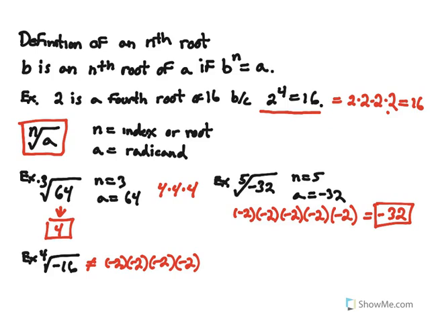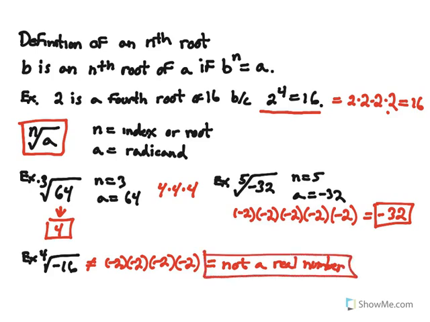If you do this on a calculator, you're going to get an error message. That's because the root is even and you're taking the even root of a negative number. So you're always going to get not a real number. Okay? So the answer is not a real number. All right, so that's really important to keep in mind. As you got, the sign really matters in this case.